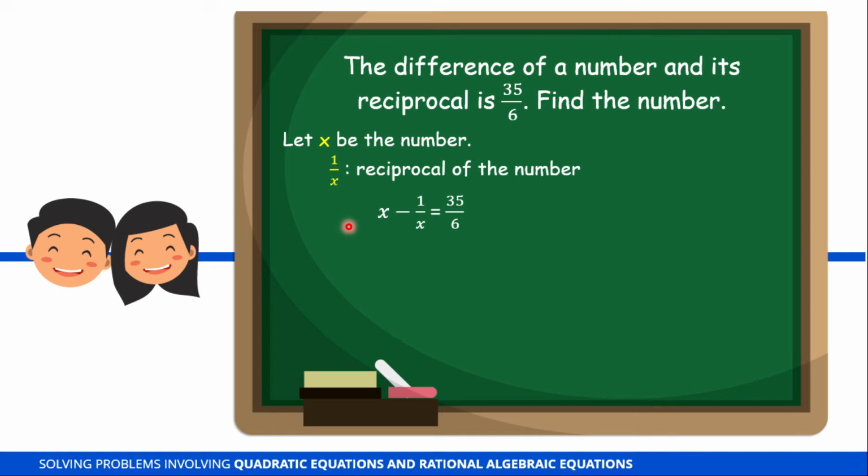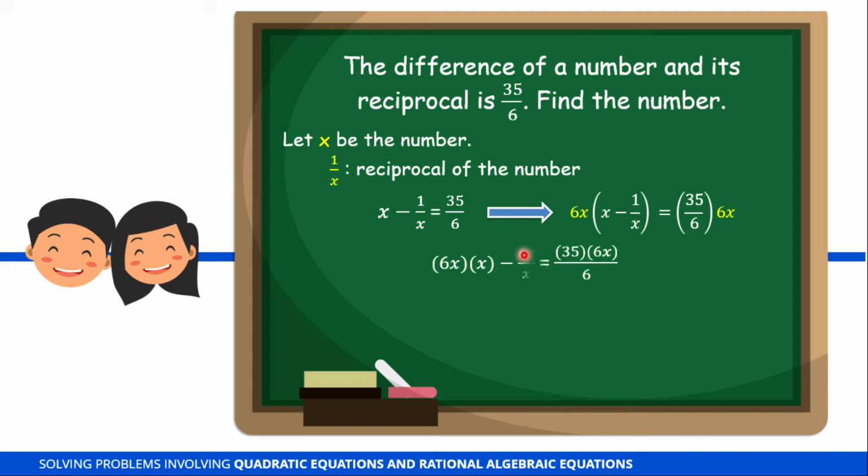Hanapin muna natin ang LCD ng ating given rational equation. Ang LCD ng ating equation ay 6 and x. So we have 6x. Let's multiply 6x to both sides of our equation. I-multiply natin na ang LCD na 6x dito sa mga nasa loob ng ating parentheses. So magkakaroon tayo ng ganitong equation.